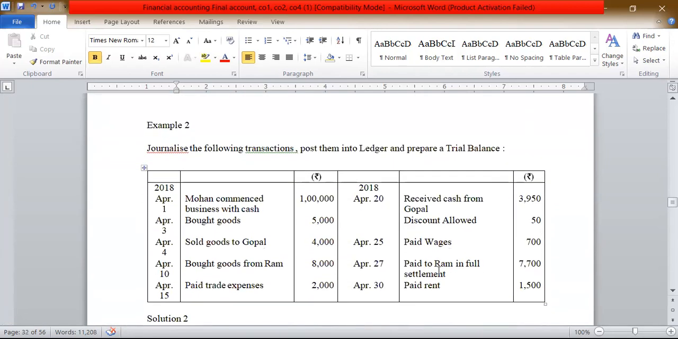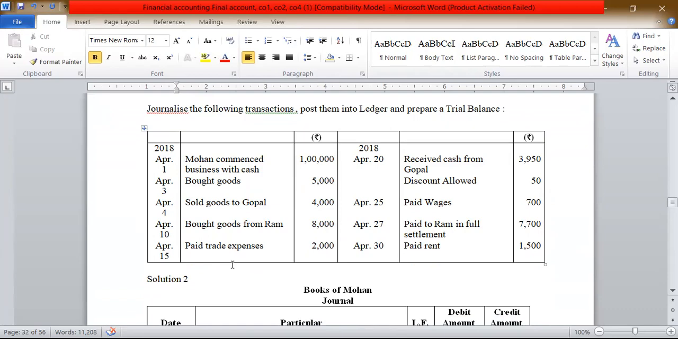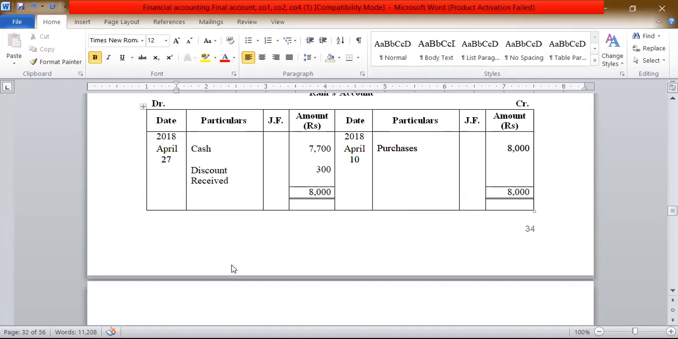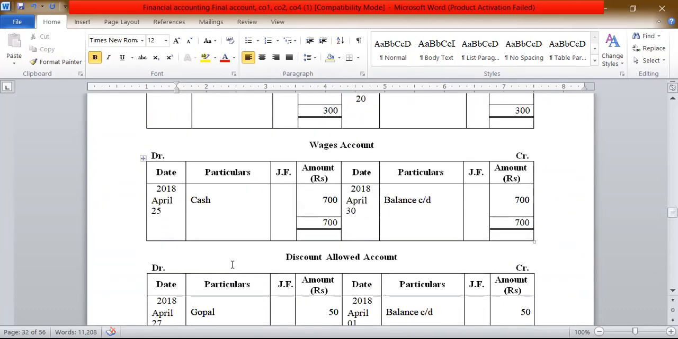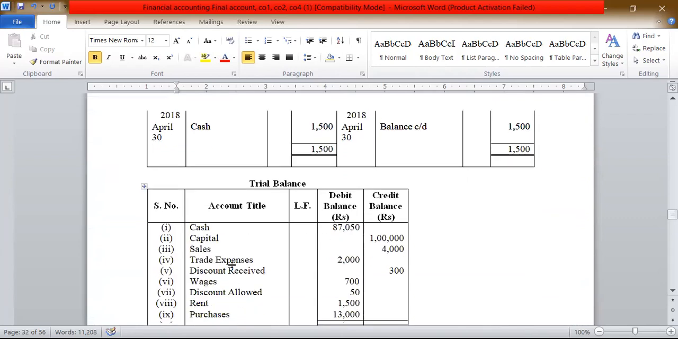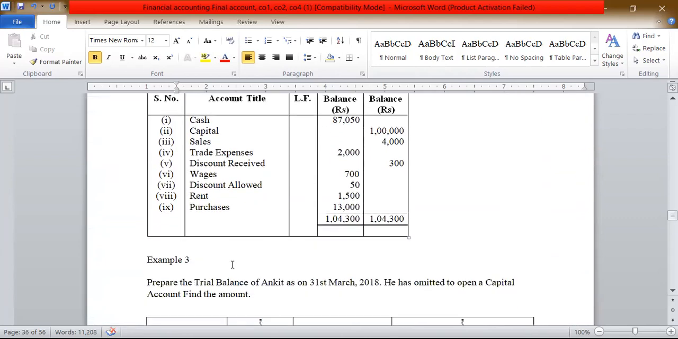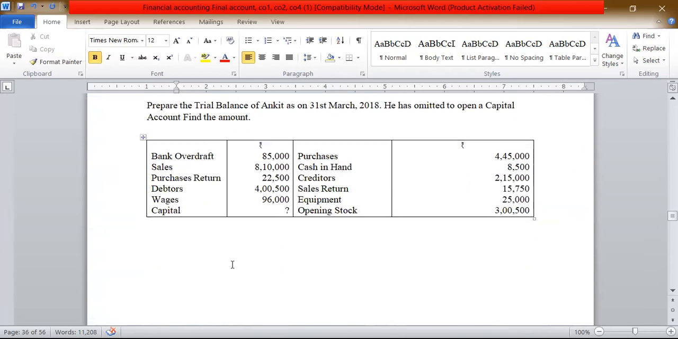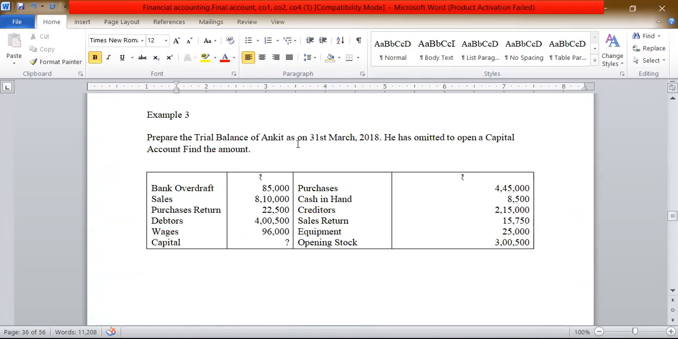Let's see one more example. Mohan commenced business with cash, bought goods, sold goods. Gopal bought goods from Ram. These are journal entries cum ledger. See, prepare the trial balance of Ankit as on 31st March 18. He has omitted to open a capital account; find the amount.